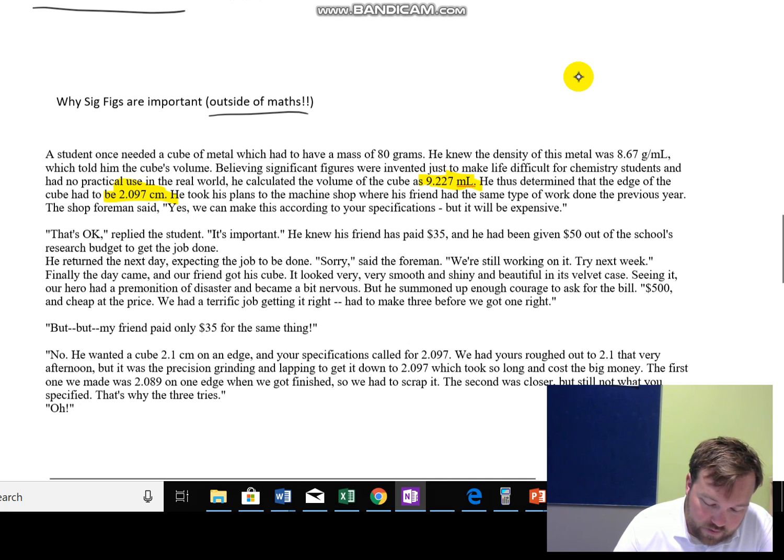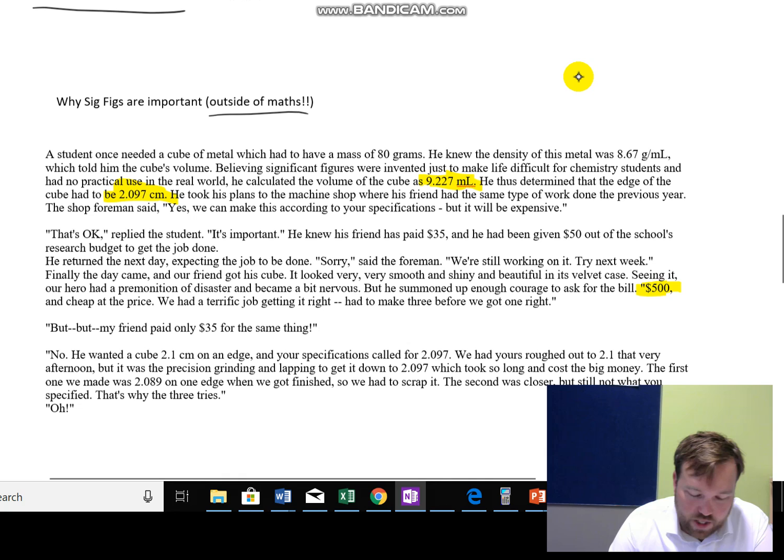He returned the next day, expecting the job to be done. "Sorry," the foreman said, "we're still working on it. Try next week." Finally the day came. Our friend got his cube. It looked very smooth and shiny and beautiful in its velvet case. Seeing it, our hero had a premonition of disaster and became a little bit nervous. He summoned up enough courage to ask for the bill.